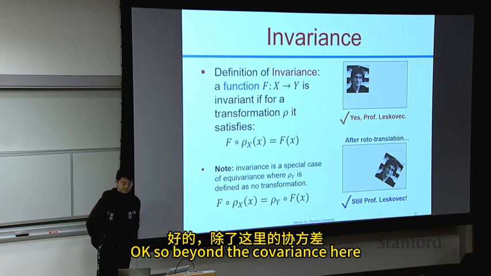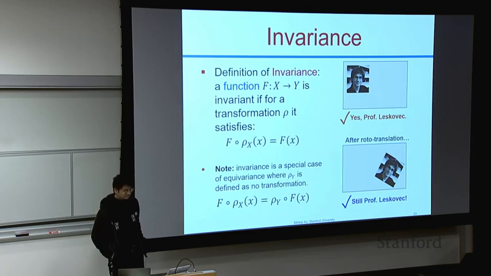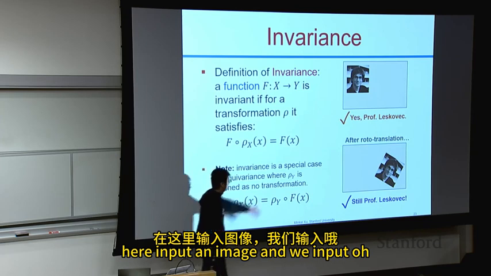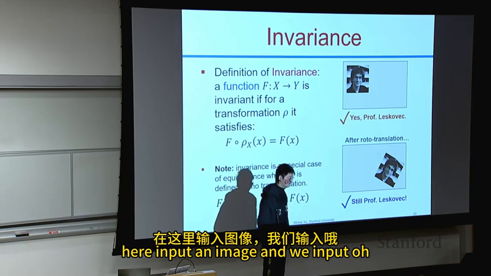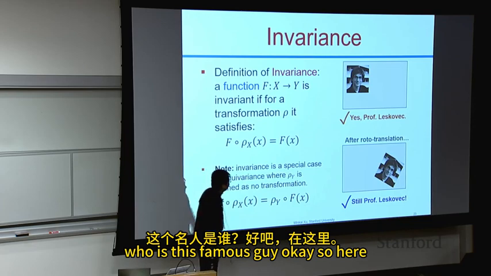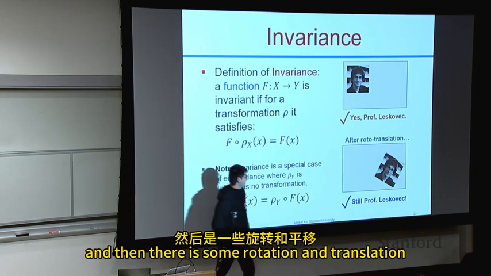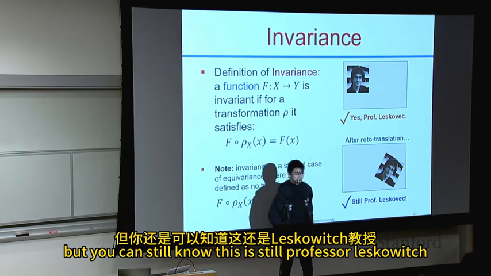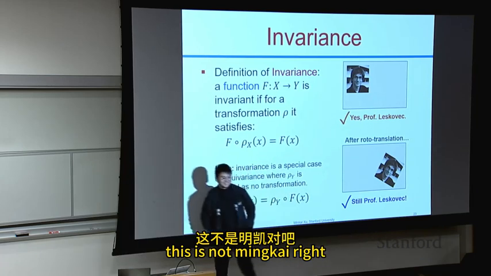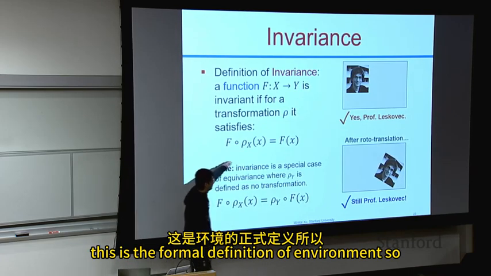Okay, so beyond the equivariance, here we also define what invariance is. Invariance is kind of similar. So we have a similar function. Here, we input an image and ask, who is this famous guy? Okay, yeah, it's Professor Leskovec, right? And then there is some rotation and translation, but you can still know this is still Professor Leskovec. This is not Minkai, right? And yeah, this is the formal definition of invariance.